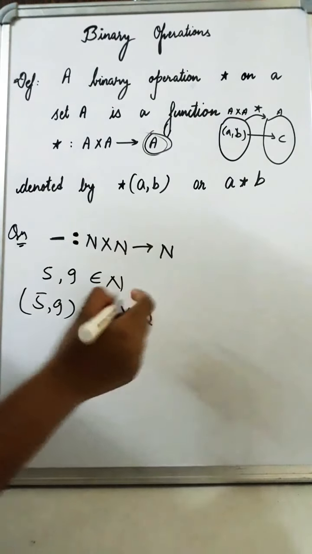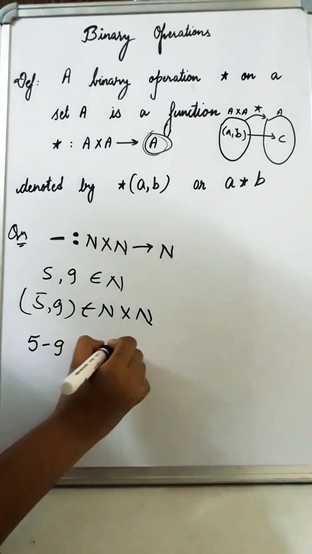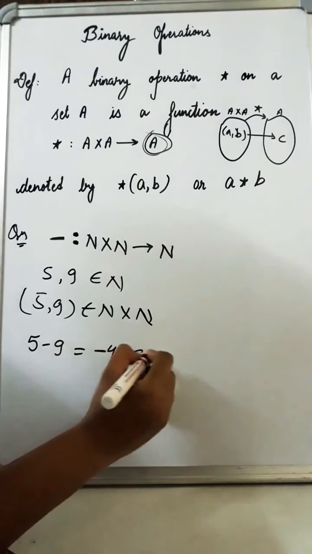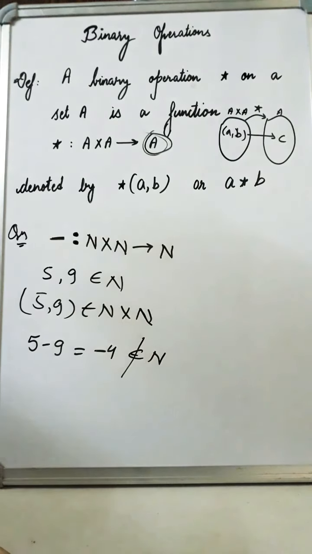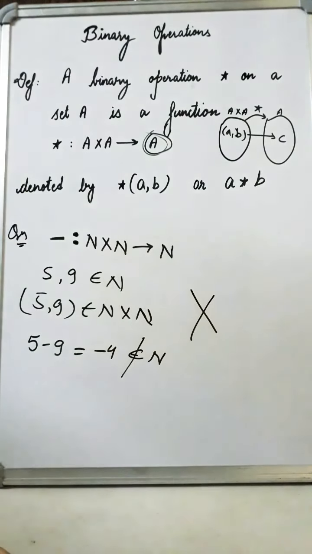Now if you apply subtraction on 5 and 9, what are you going to get? 5 minus 9, which is minus 4. So does minus 4 belong to natural numbers? No, minus 4 is an integer, not a natural number. So subtraction mapped on N cross N to N is not a binary operation.